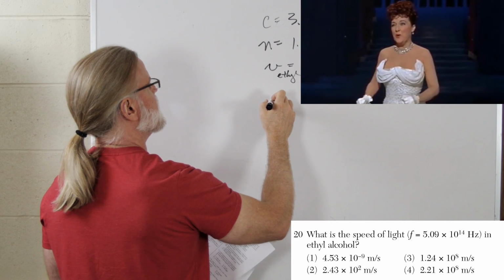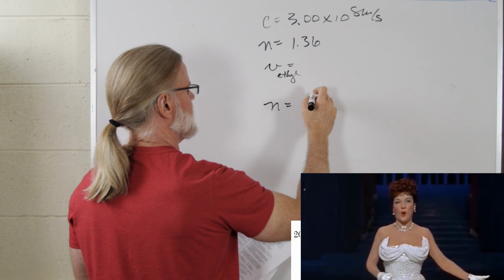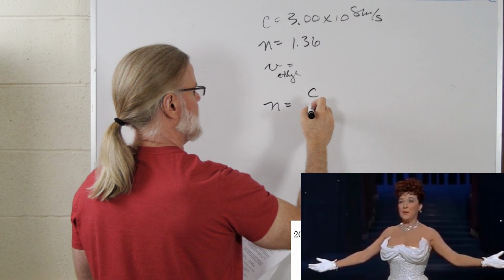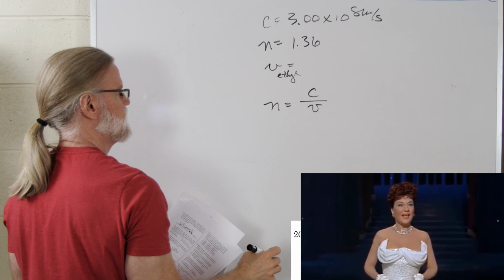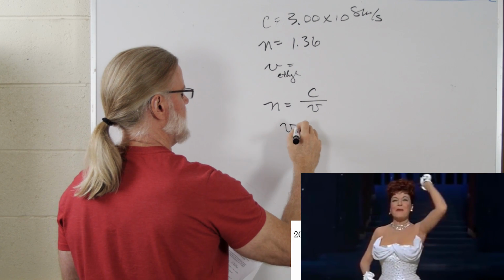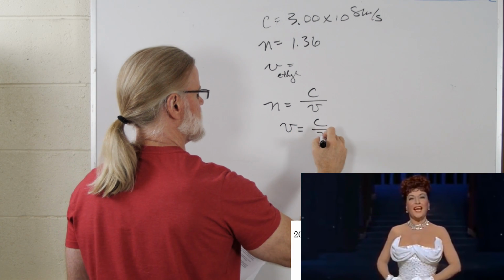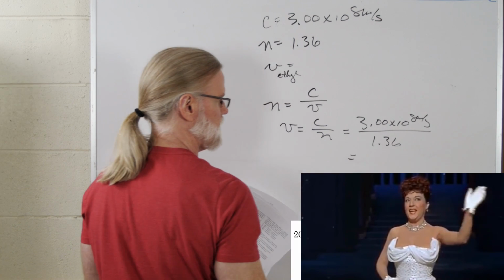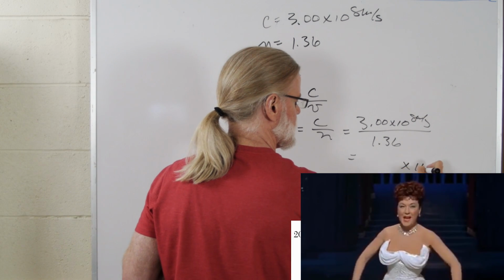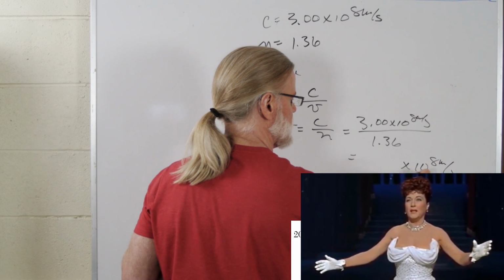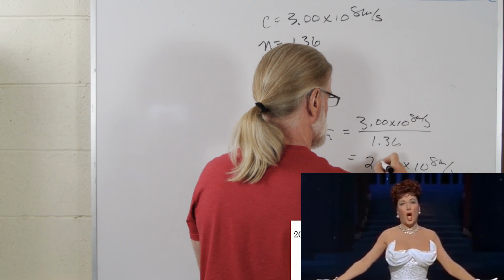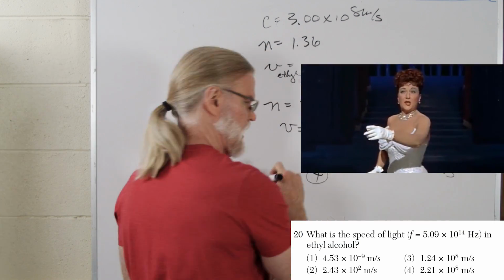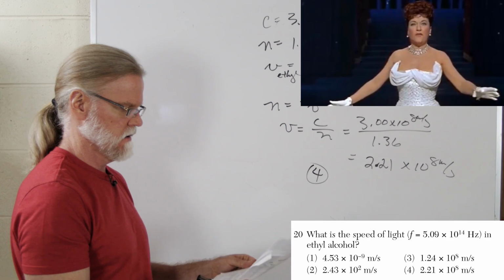Anyways, index of refraction is defined as the speed of light in a vacuum divided by the speed of light in that material. In this case, the speed of light in ethyl alcohol. And remember, it slows down, but it never slows down that much. It's always going to be times 10 to the 8th meters per second. 2.21. How fortuitous!